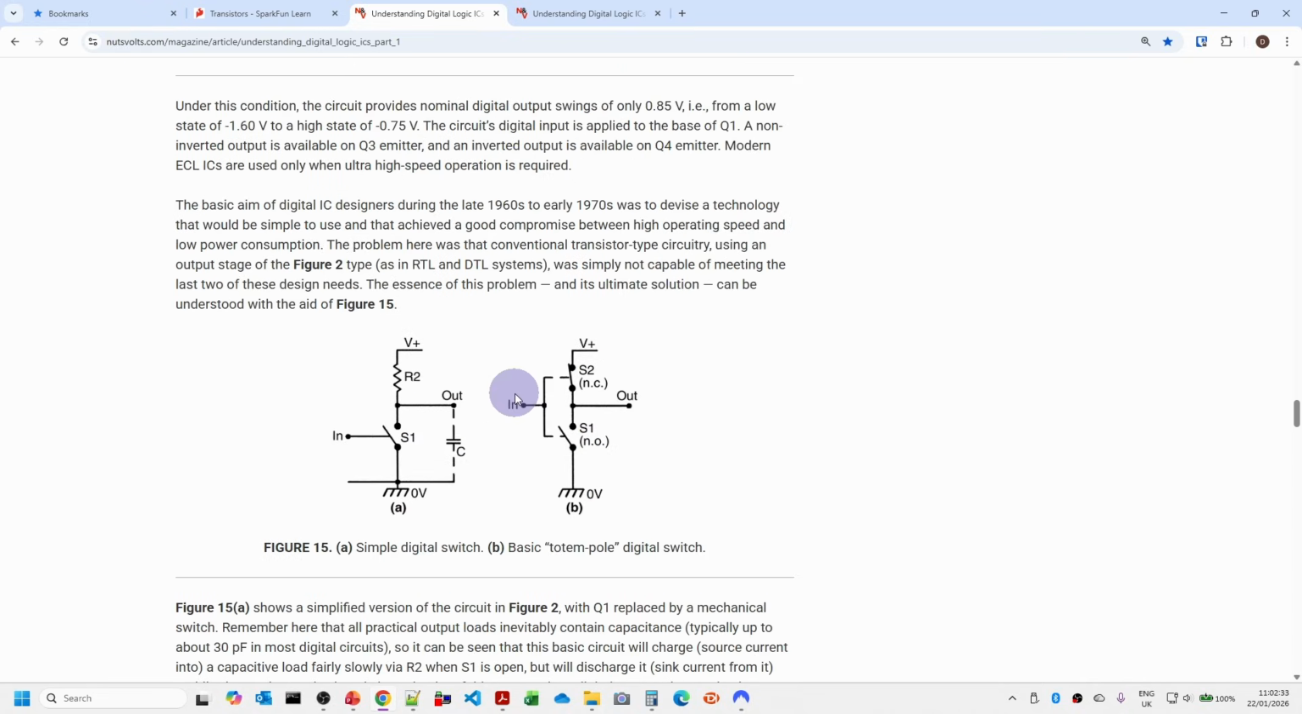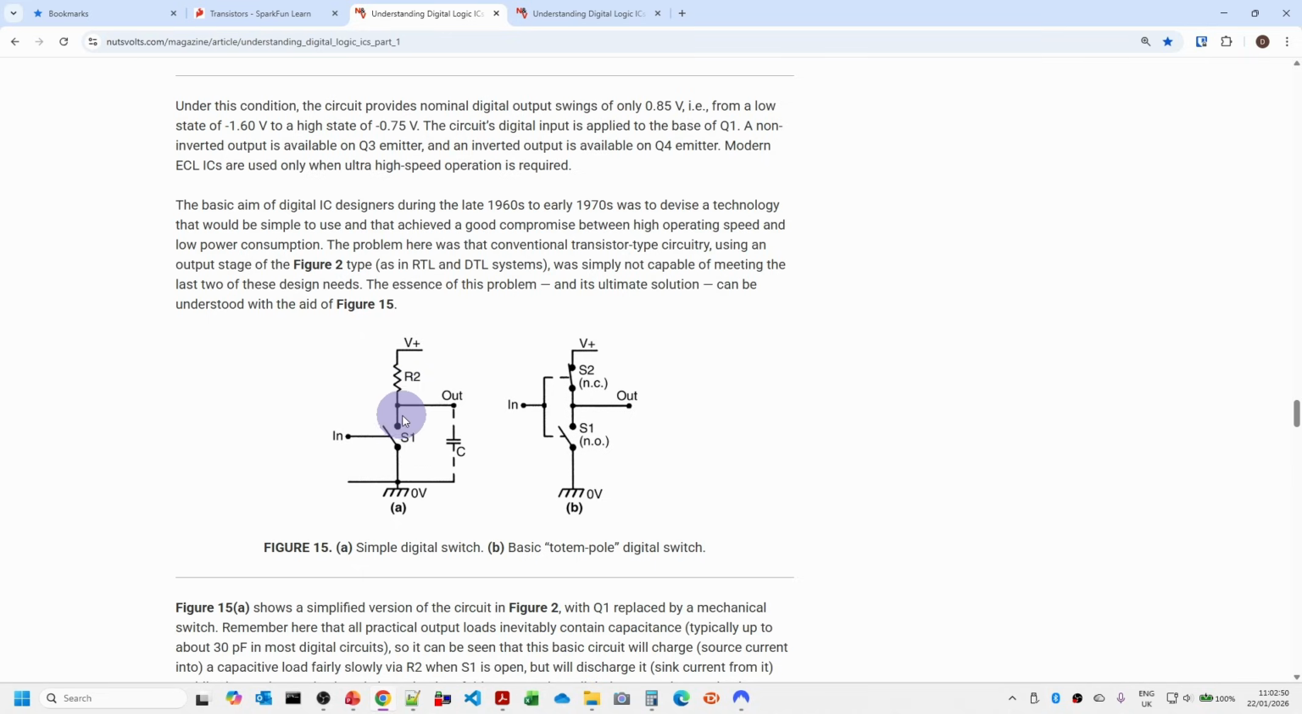So we're looking to try and get the optimal way of getting speed without actually using too much power. And in fact, what they came to was something called a totem pole digital switch. So a normal digital switch, we might have a pull-up resistor like this, and then we have a switch.